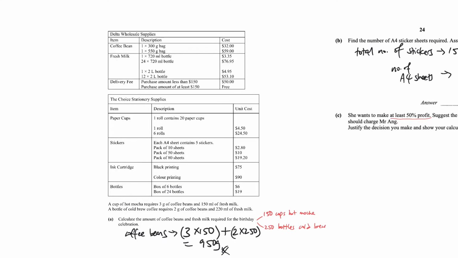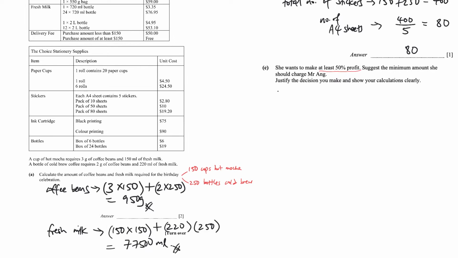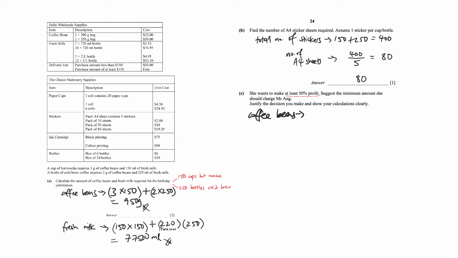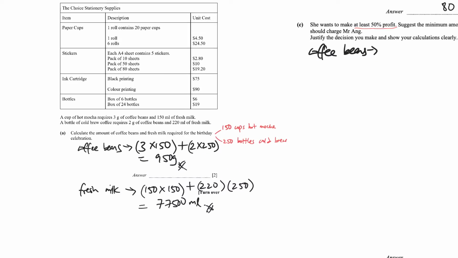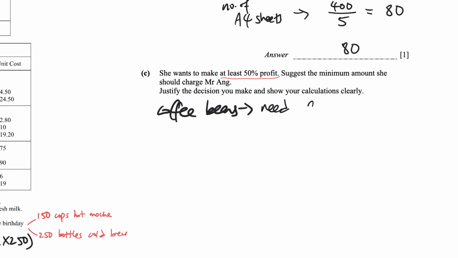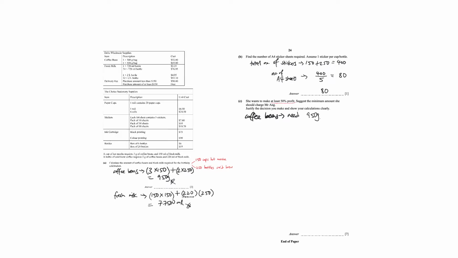So the table actually helps us. Let's look at coffee beans first, right? How much is it going to cost her for all the coffee beans? We need 950 grams. So let's just write it down. Need 950 grams at least, okay?